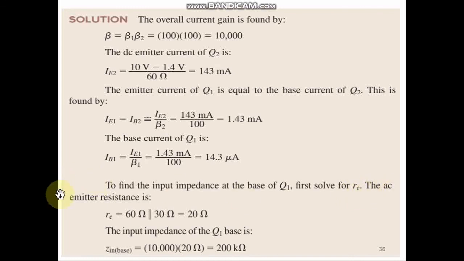The AC emitter resistance is 60 parallel 30 ohm, so that is equal to 20 ohm. The input impedance of the Q1 base will be beta RE. So that is equal to 10,000 into RE, that is equal to 200 kilo ohm.